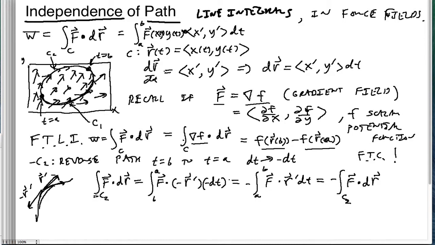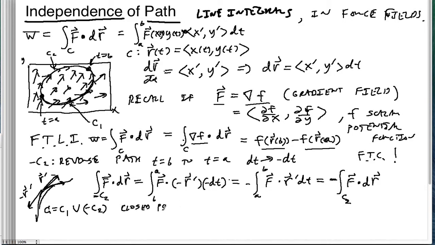So if I want to go backwards through our path, it's the same thing as going forwards through our path to compute the work, and just appending a negative sign. That's a nice result. Now if I have a closed path, with these two paths, if I take C1 and union it with the negative C2, which I'll call capital C, I should get a closed path.